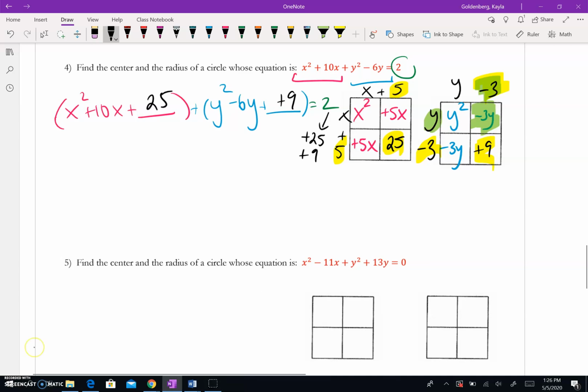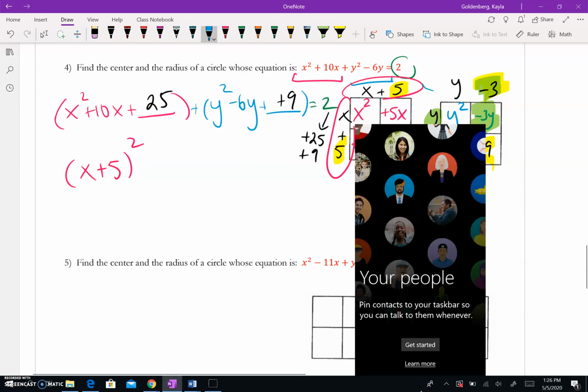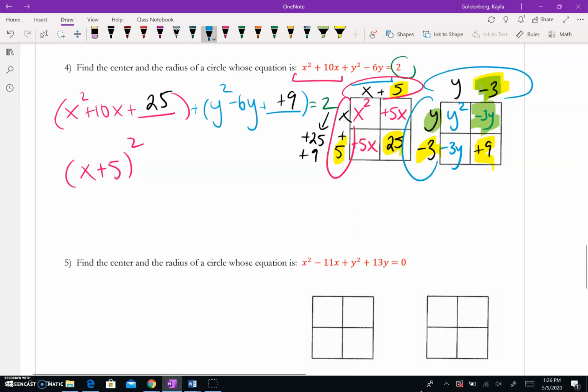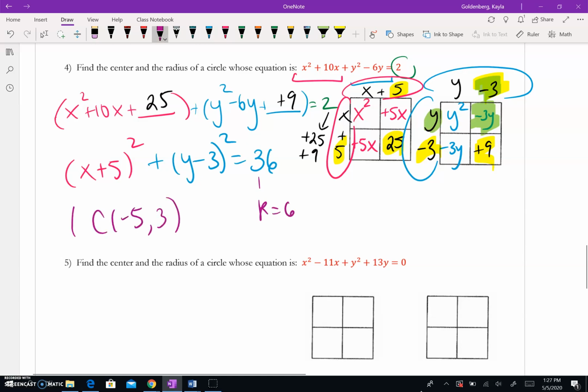Okay, so your final answer, writing in factored form, would be x plus 5 squared. Remember, you see the plus 5 and the plus 5 from the box or the square. For your y, it was a y minus 3 times a y minus 3. So plus y minus 3 squared equals, and then it looks like that's going to be 36. Okay. So remember, from here, we've got our radius equals 6, our center equals negative 5, positive 3.